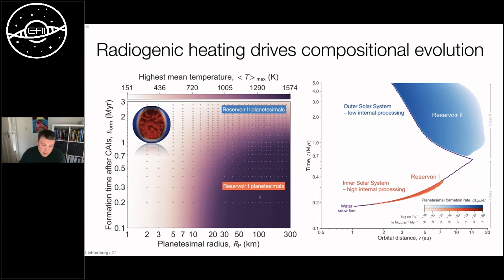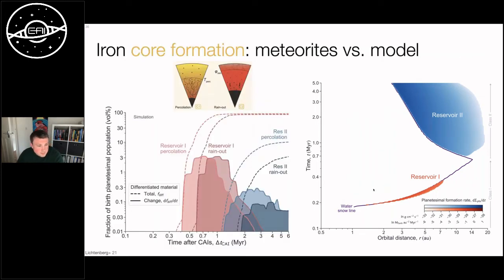The reservoir 1 planetesimals experienced very high internal processing from the heat output from aluminum-26. And so we asked the question whether, using this build-up scenario, this can explain the chronology that we observe in the meteoritic record. This plot here quantifies the amount of core formation, the separation of metals and silicates, in planetesimals that are formed in these reservoirs.